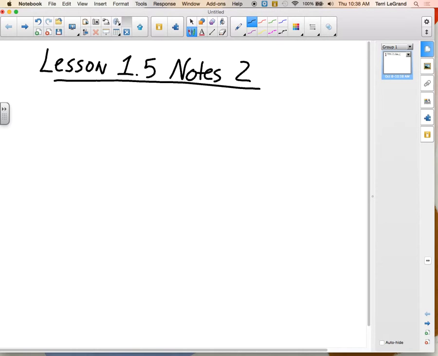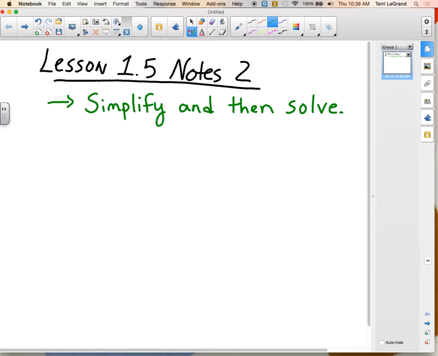So we're back to the first thing we're going to look for today: do we need to do some simplifying? So we're going to simplify and then solve. Okay? So it's really important that today you look for what can be simplified first before I start my steps of solving.